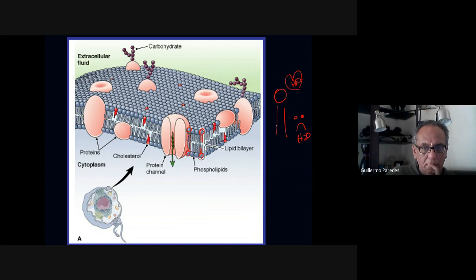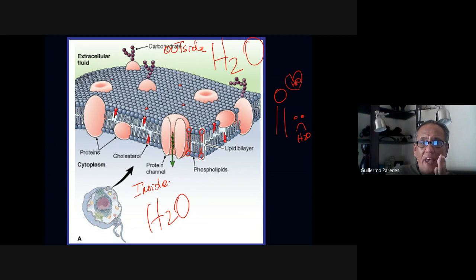This is the cell membrane. This is the outside of the cell membrane. This is the inside of the cell membrane. So what happened outside? You have a lot of water outside of the cell. And inside the cell, we have a lot of water too, as well. So we have water outside and water inside.